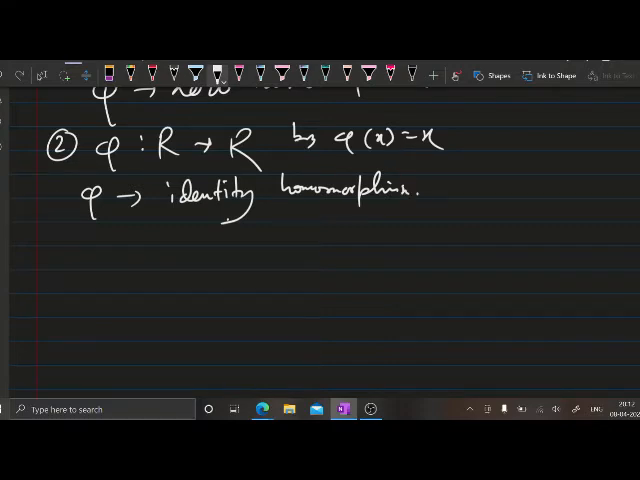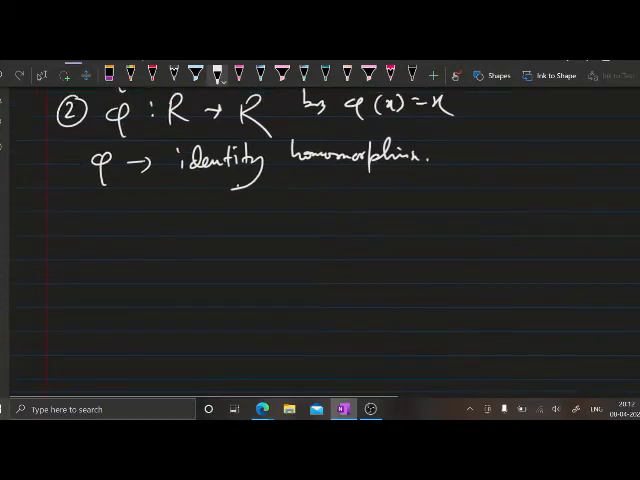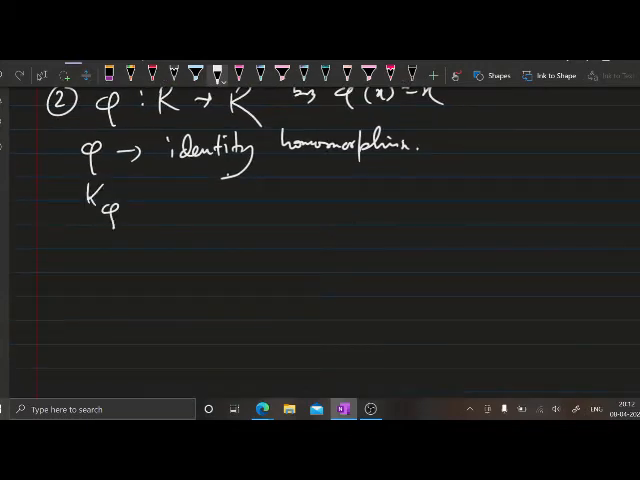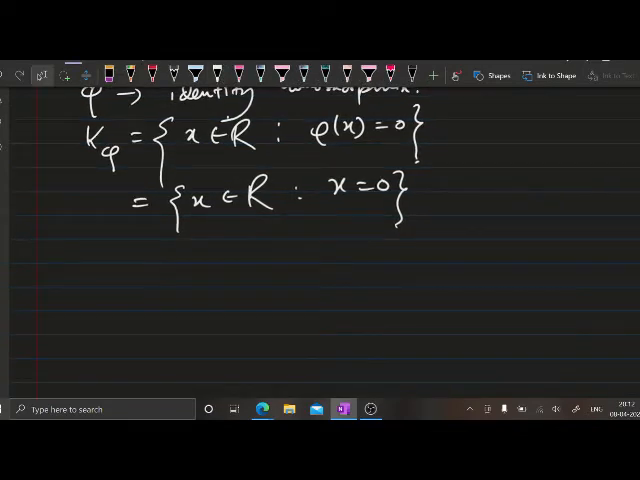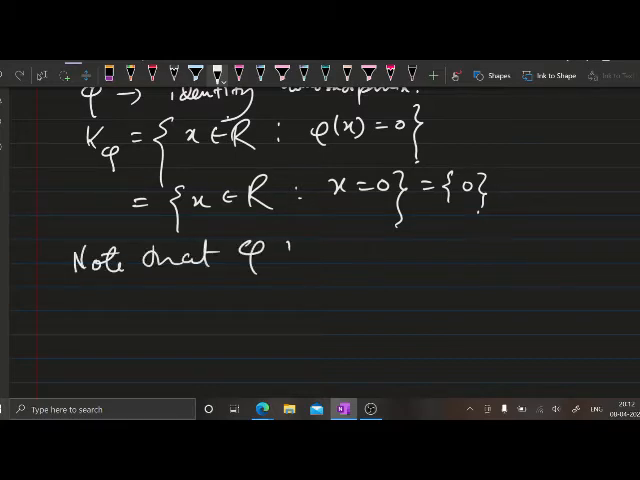Okay, and in that case you will see, what is the kernel of phi? This is the set of all x belonging to R which will be mapped to 0, but in that case only x will be 0, right? Therefore it is a singleton set, and note that this map is a bijection. This map is 1-1 and onto.